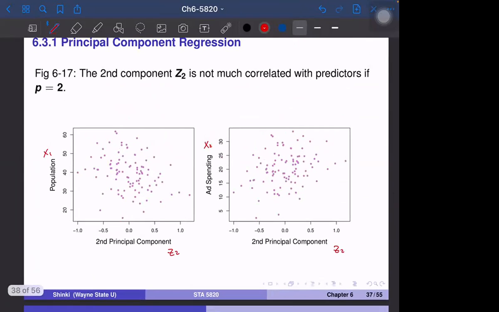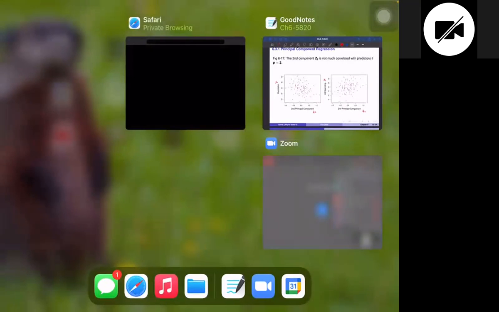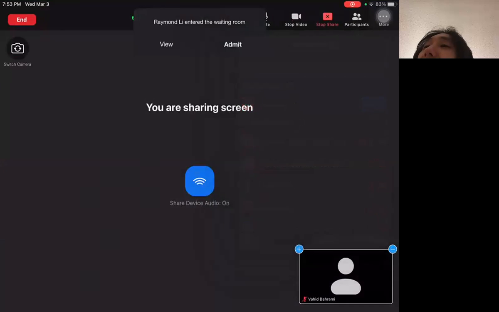Do you have questions so far? Have you ever used principal component somewhere else? No.